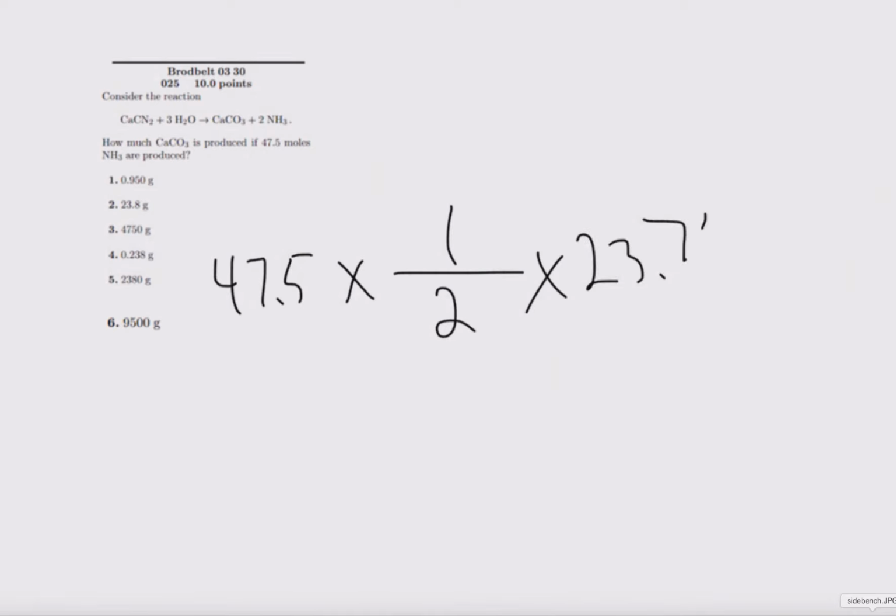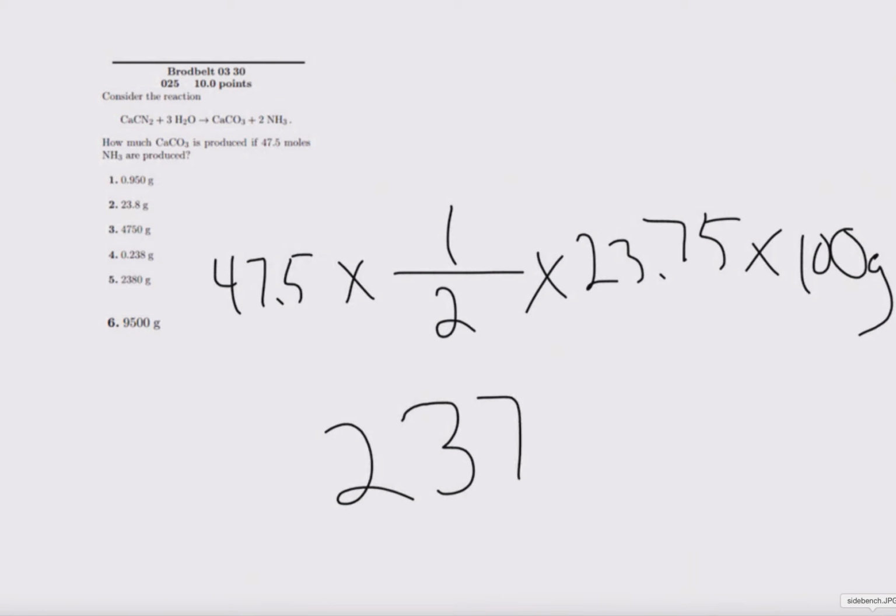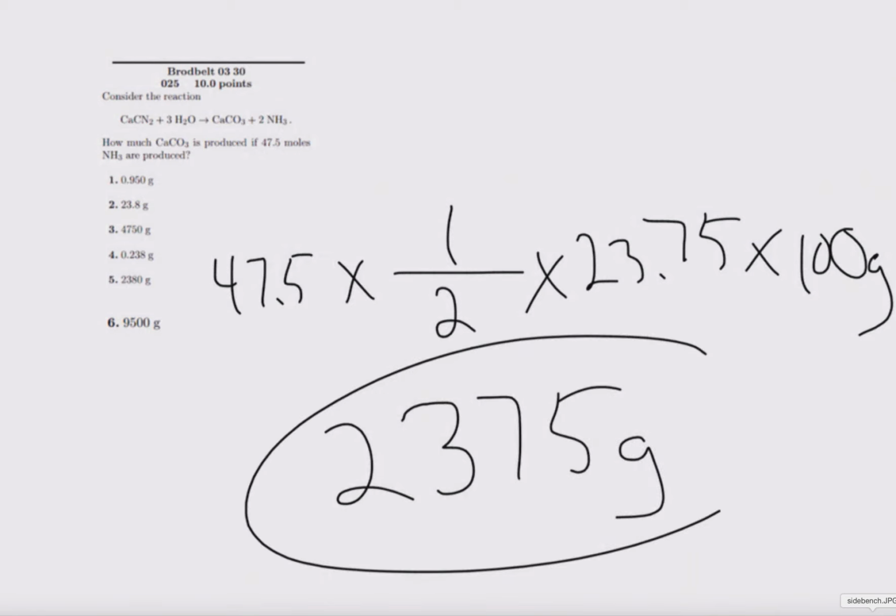That's the number of moles. The mass of calcium carbonate happens to be 100 grams. So we're trying to find the grams. 23.75 times 100 is 2,375 grams. When we round that to significant figures, we get 2,380 grams.